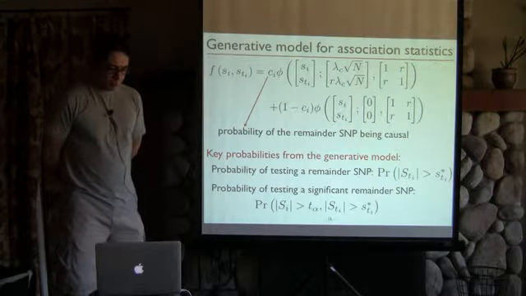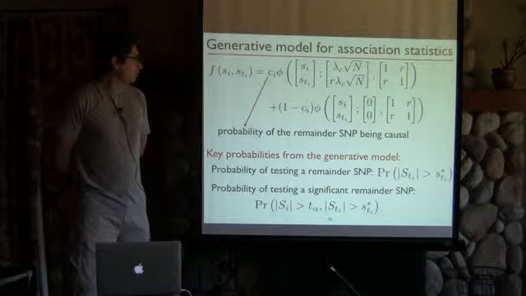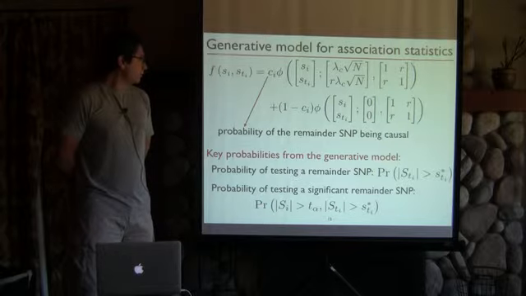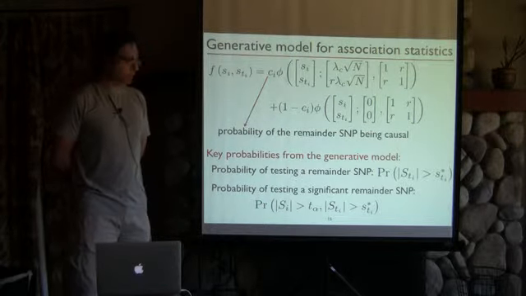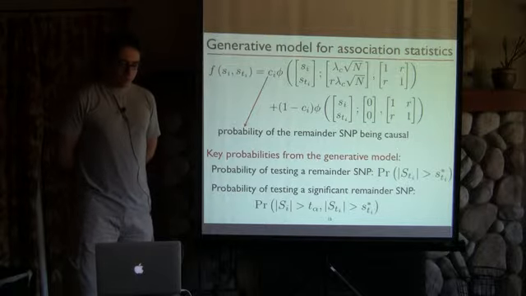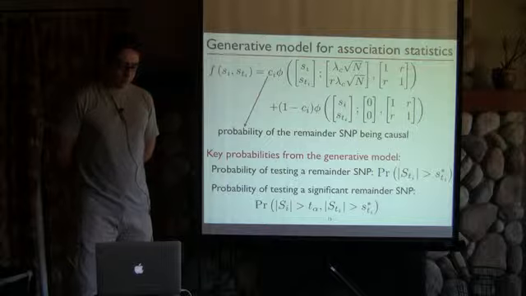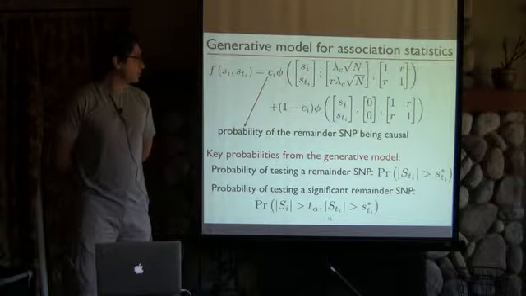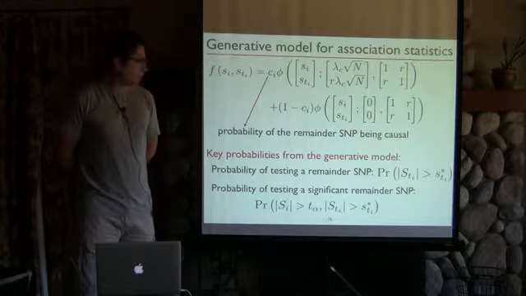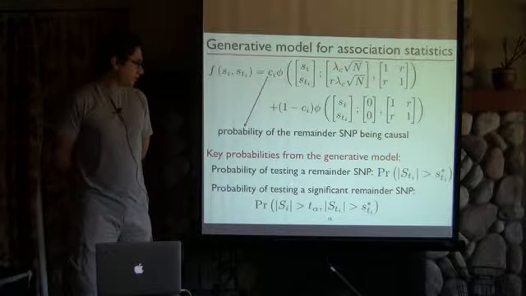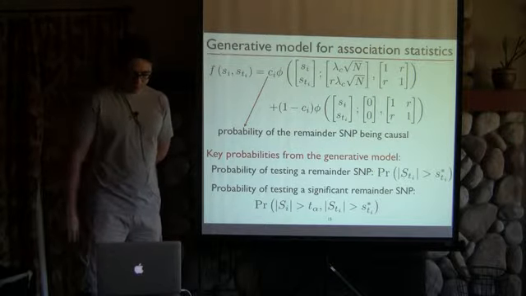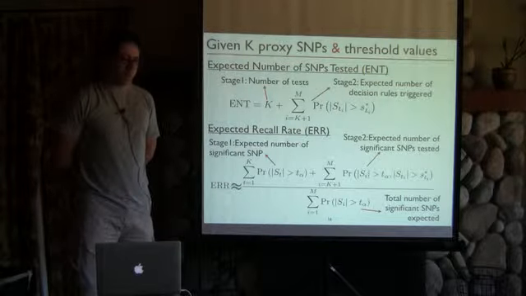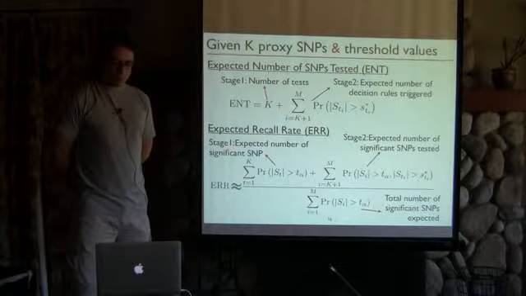To express the joint distribution, we need one bit of additional information, which is to know which distribution we are under. We don't know this, and to construct our framework, we used a probability of the remainder SNP being causal. This probability is not known, but we use a uniform distribution for C I, and then we can construct the joint distribution as a Gaussian mixture. Once we have the joint distribution, we can then compute key probabilities, such as the probability of testing a remainder SNP, and also the probability of testing a significant remainder SNP. Using these probabilities, we can then compute the expected number of SNPs tested and the expected recall rate in fixed time for given proxy SNPs and threshold values.